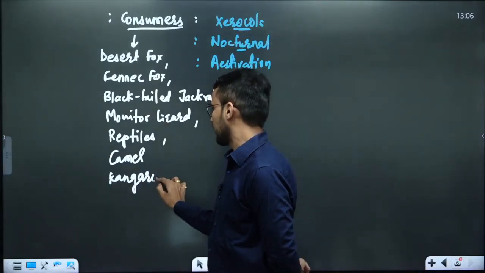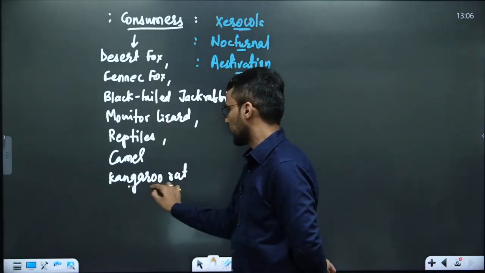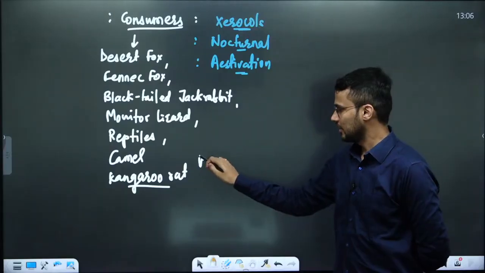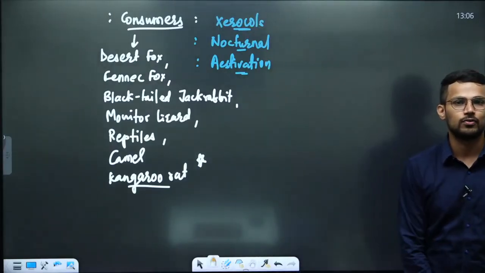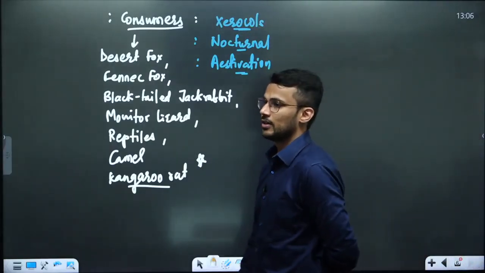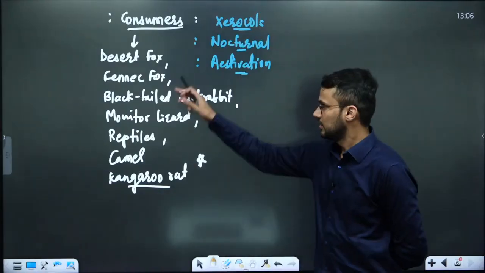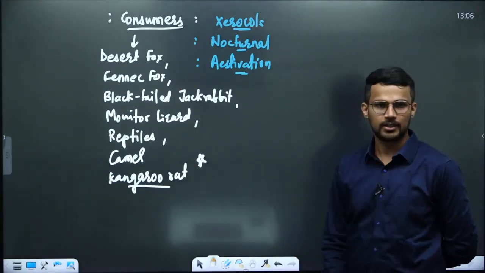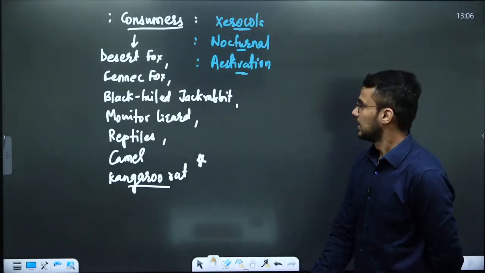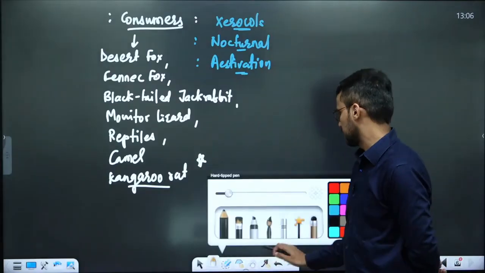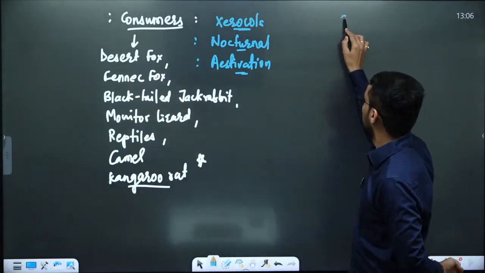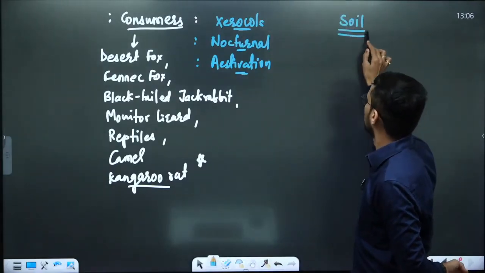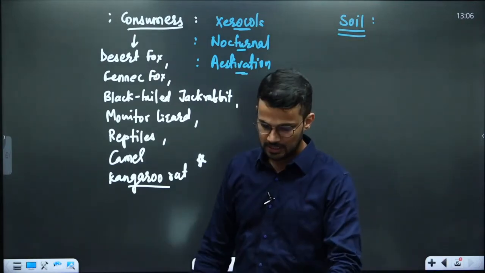Kangaroo rat, not rat. Kangaroo rat would be there, right? It is a specific species of rat that we see in Great Victoria Desert of Australia. ठीक है, ये सारे एनिमल्स यहाँ पे देखने को. क्लियर? Yes or no? Next and last is soil.